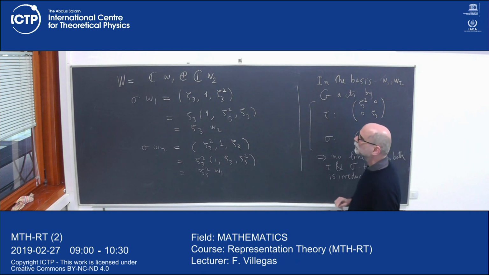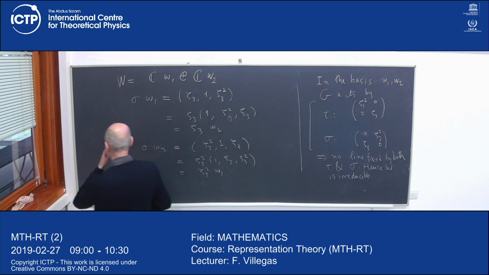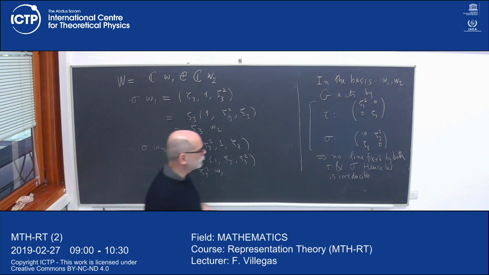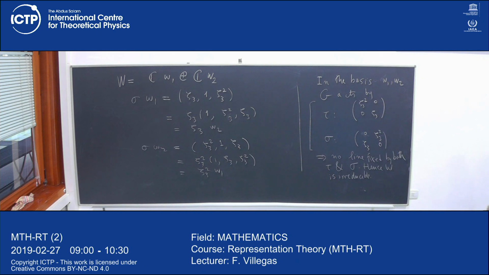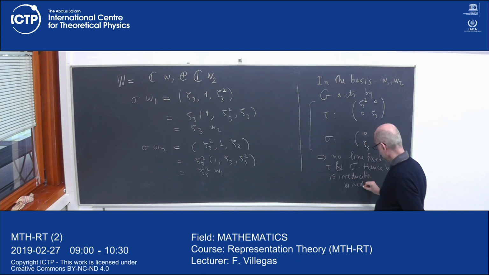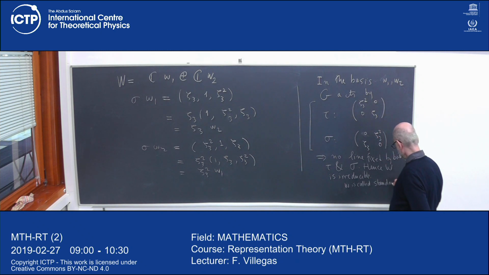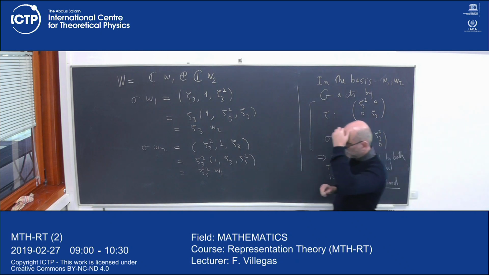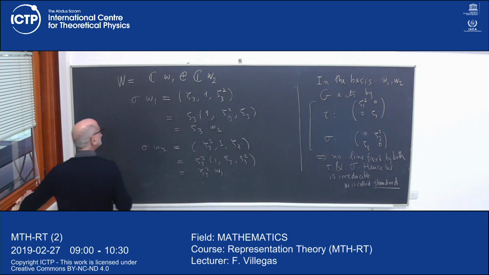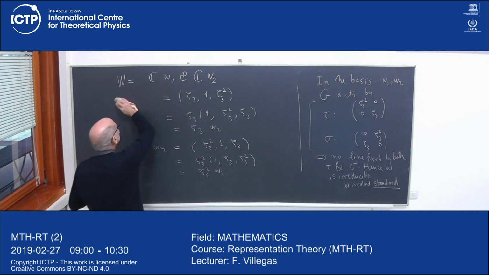So this W is one of the things that we will be interested in doing for any group, which is to describe the irreducible representations. W is called the standard representation of S3. And the same thing that we did for S3, you can do for Sn.